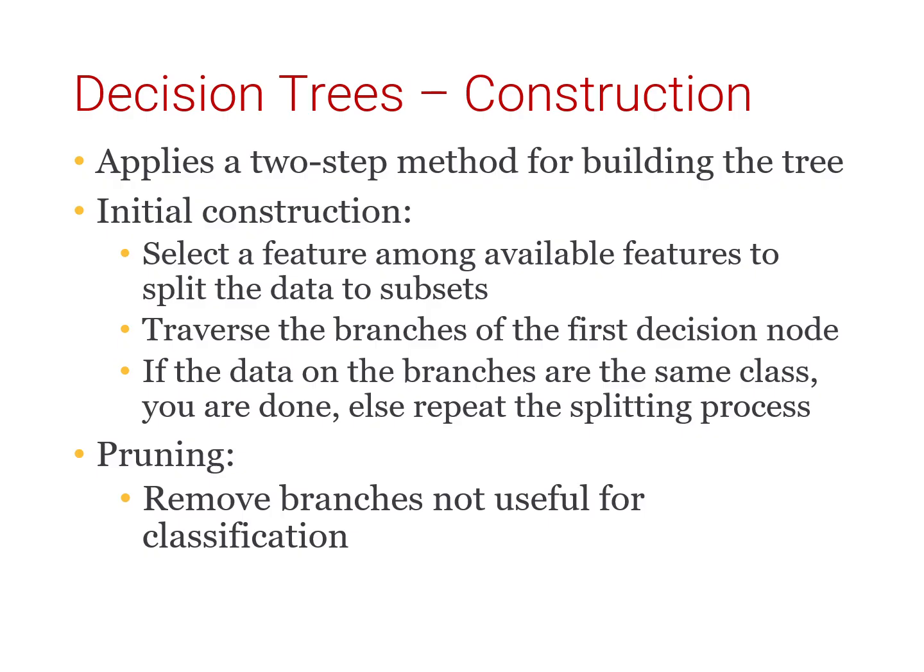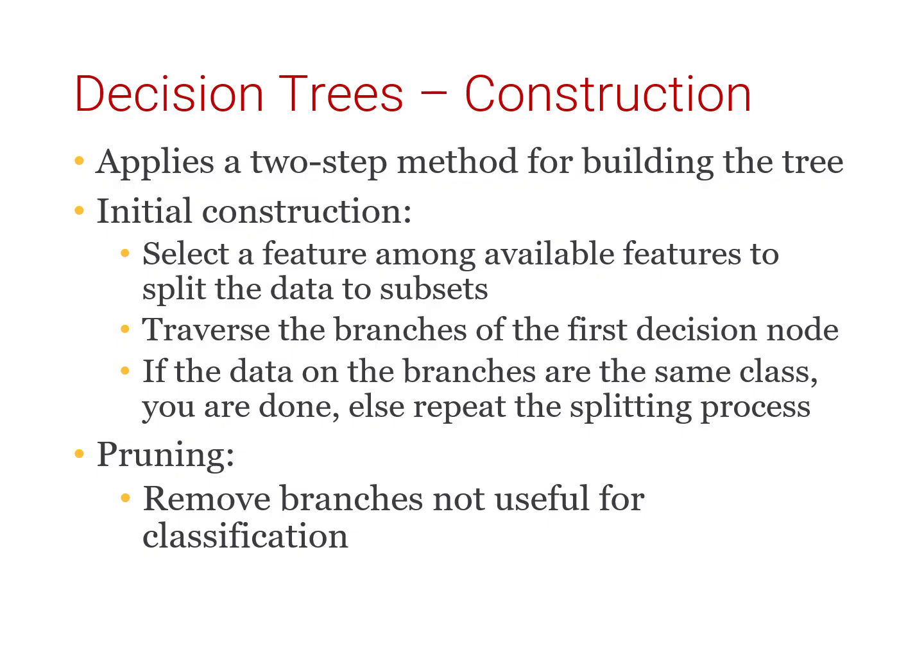Pruning is the process of removing branches that are not useful for classification. The goal is to simplify the tree structure while maintaining its predictive power. By eliminating unnecessary complexity, pruning helps to reduce overfitting and improve the model's generalization ability. There are different approaches to pruning, such as pre-pruning and post-pruning.